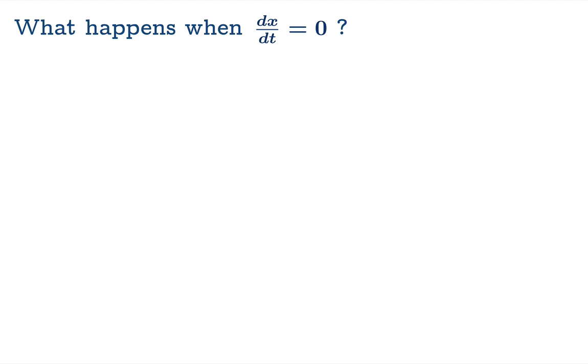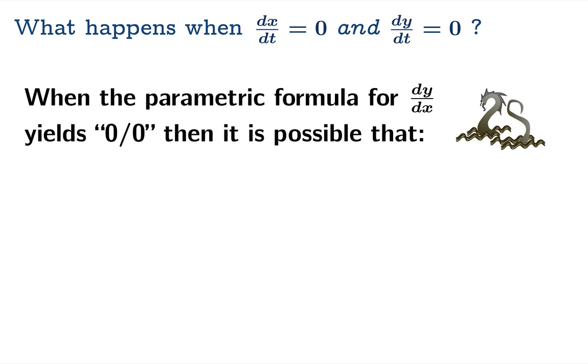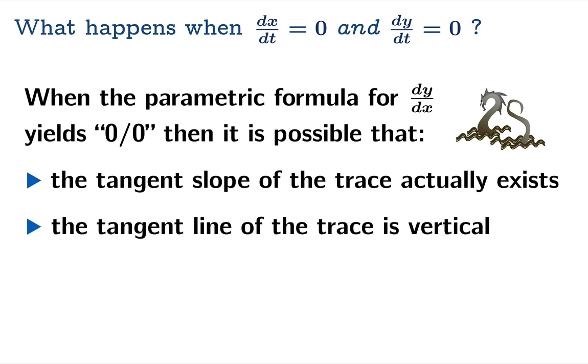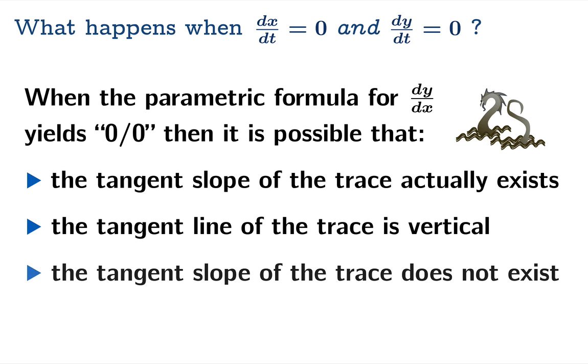In fact, we're going to show that when the parametric formula for dy/dx yields a 0 over 0 form, then it is possible that the tangent slope of the trace actually exists, the tangent line of the trace is vertical, or the tangent slope of the trace does not exist. So in other words, anything really is possible when your formula gives a 0 over 0 form.